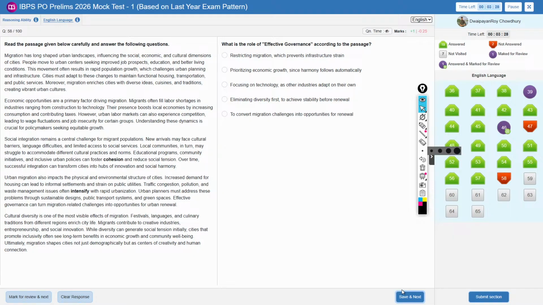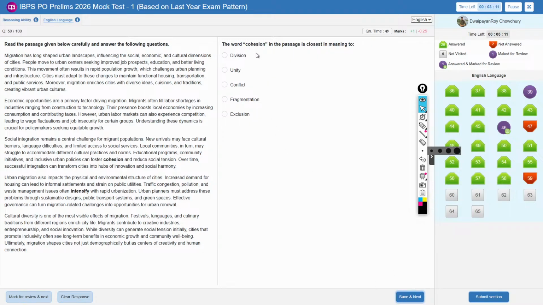What is the role of effective governance according to the passage? Restricting migration, prioritizing economic growth, focusing on technology, eliminating diversity first, to convert migration challenge into opportunity for renewal. The word cohesion is closest in meaning to... can foster cohesion and reduce tension. Cohesion, foster, so unity.